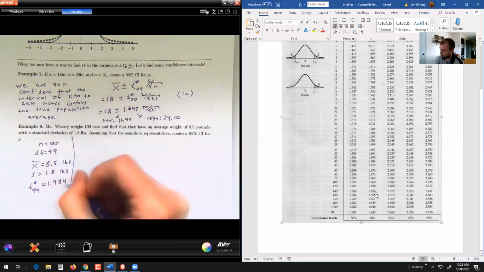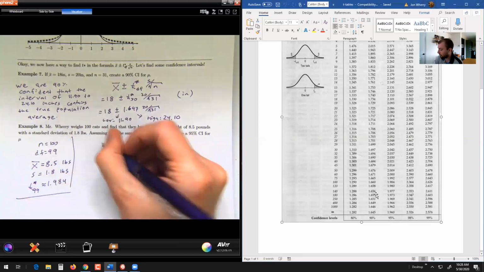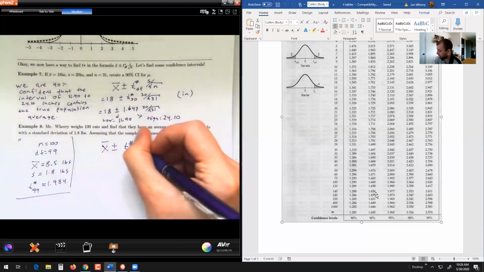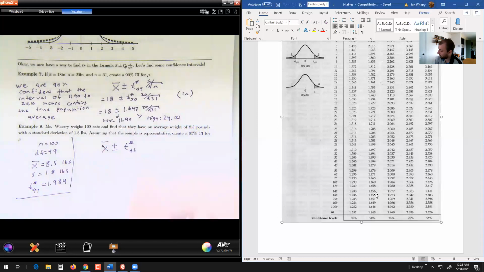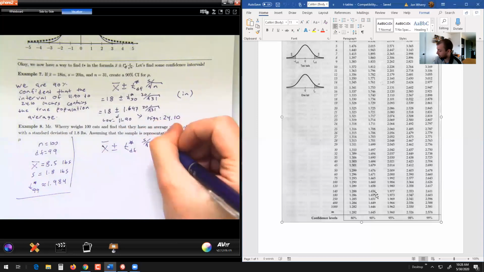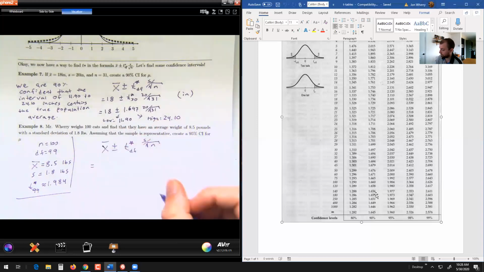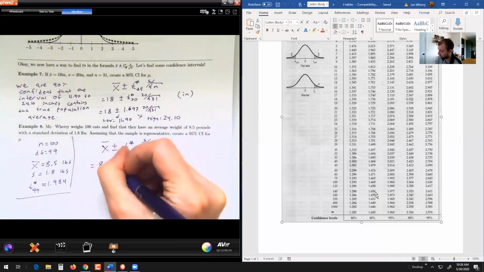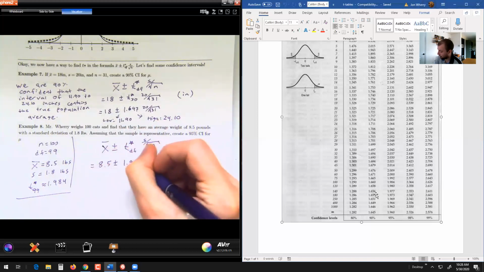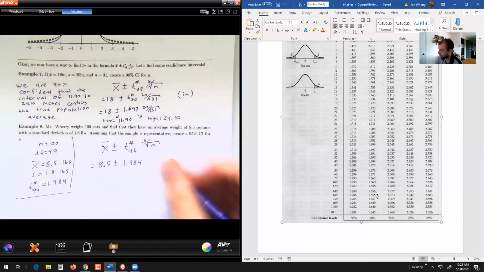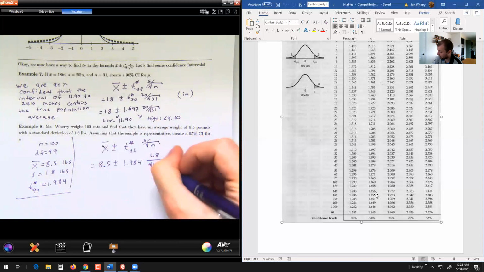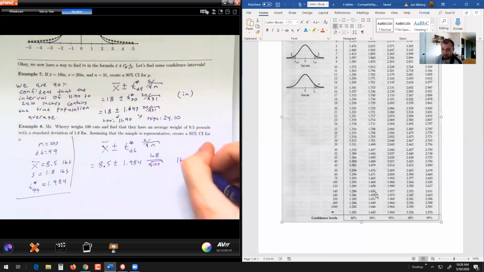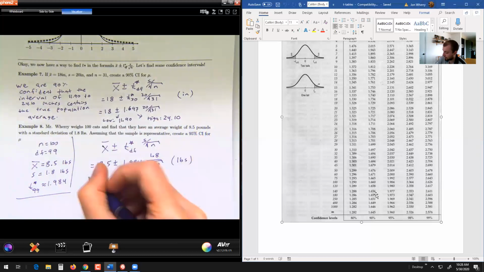Okay, just a little bit of scratch work on the side. I'm going to plug these all into my interval. I have X bar plus or minus T star for whatever my degree of freedom is, times S over the square root of N. Average of 8.5. 1.984 is my T star. My S is 1.8. My N is 100. Units, pounds. Not a bad idea to write that somewhere just in case I'm afraid of forgetting that.